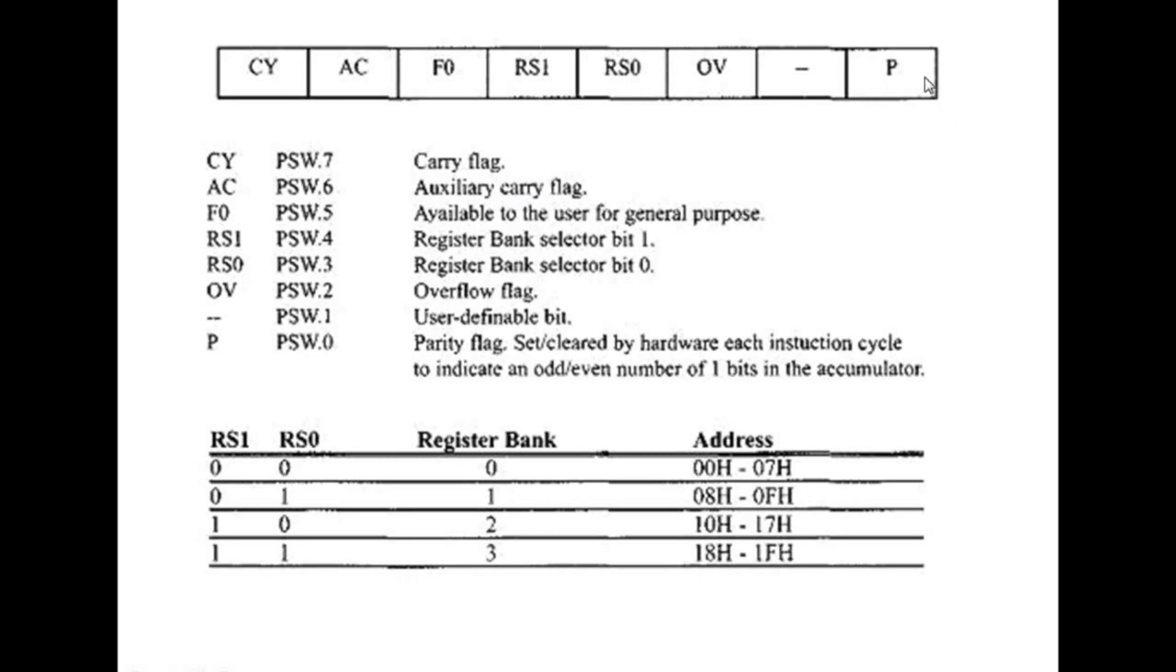So coming to the parity flag. The parity flag is set if a register contains an odd number of ones and cleared when even. That means if the accumulator register has an odd number of ones, then this parity flag is set. Otherwise it is reset.